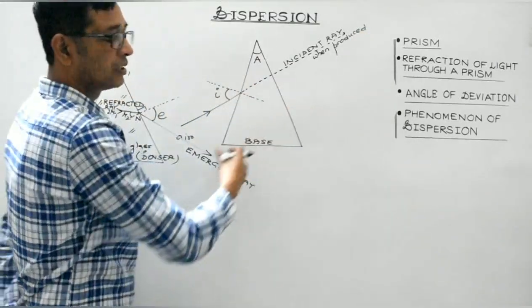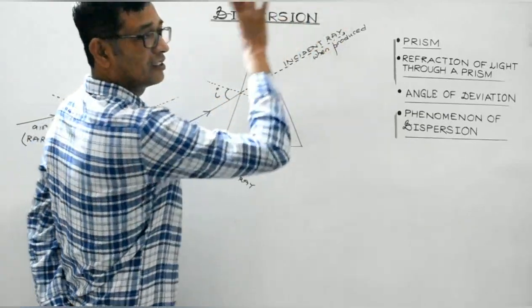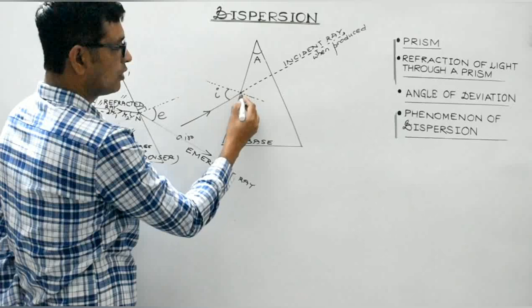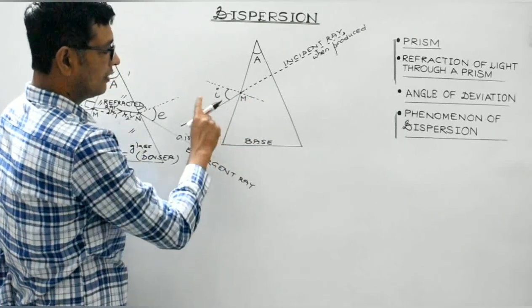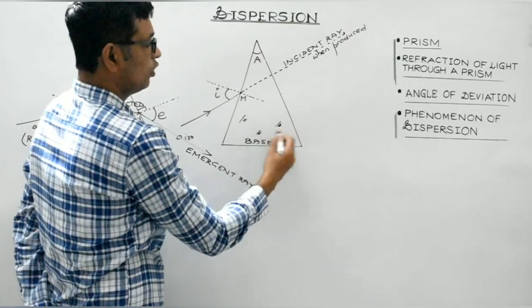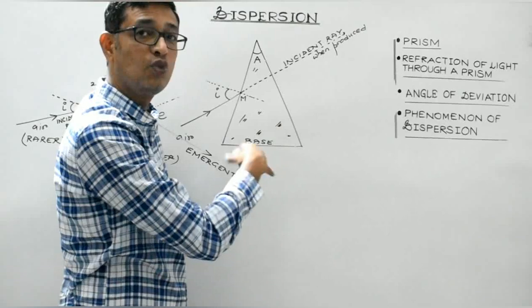So in case the prism were not here, then the light would have travelled along the same straight path, isn't it? But since the prism is here, at point M it will suffer refraction, and it is traveling from rarer to denser. It's a glass, so obviously it's a denser medium. So light is traveling from rarer to denser, so it will bend towards the normal.